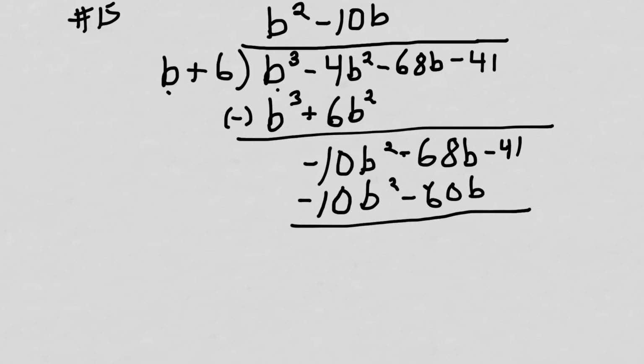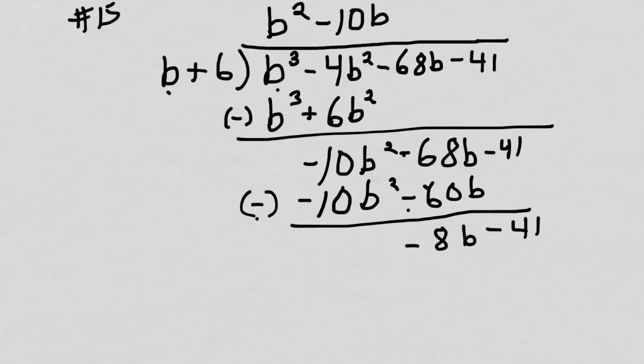All right, we're going to subtract these. Minus 10b squared minus negative 10b squared, that's the same thing as plus, that goes away. Minus 68b minus negative 60b, minus here, that becomes a positive. This becomes negative 8b minus 41.